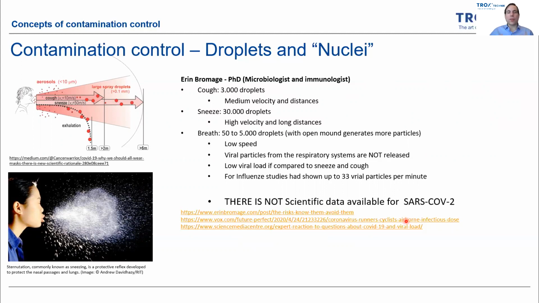When we are breathing, we are usually not expelling a lot of viral matter. We really need to cough and sneeze, and it needs to come from our lungs. Anyway, when we breathe, there are some studies that show that for influenza, we generate 33 viral particles per minute. But those are experimental studies, and at the moment we don't have data available for SARS-CoV. I know there are some people studying it, but we don't have this information yet. So we can assume the worst-case scenario, that we are generating a lot and we need to deal with a big source of contamination.